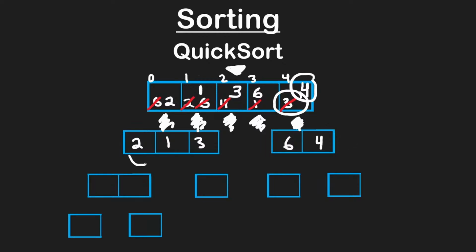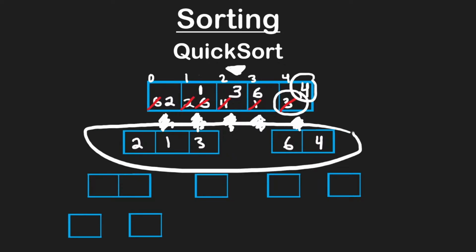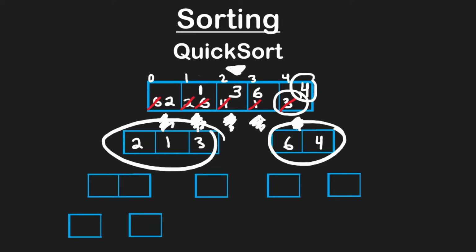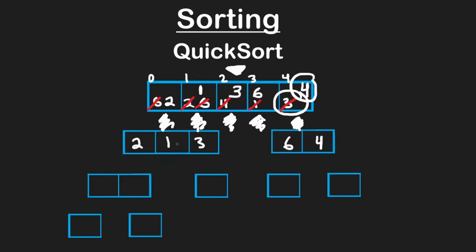Now notice how the left side is not sorted and the right side isn't sorted. Just because we partitioned them does not mean they're sorted. But what is true is every value on the left is less than every value on the right. Every value on the right is greater than every value on the left. Now this is where the recursive step comes in. Now let's run quicksort on the left side and run quicksort on the right side.